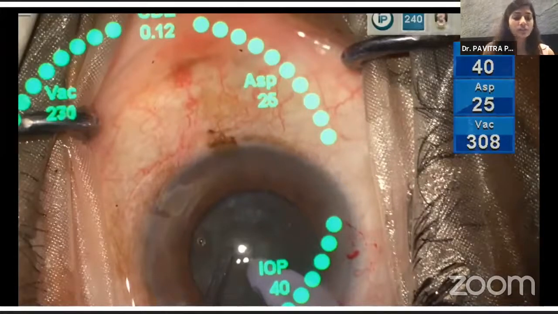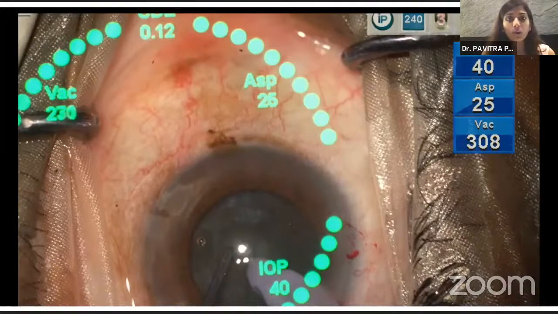So this case was of a patient having grade 2, grade 3 nuclear cataract who was planned for a toric IOL implantation. And here you see I had difficulty in chopping and only got several incomplete chops. Also, there was difficulty in free rotation of the nucleus, but after multiple attempts, I could rotate the nucleus.